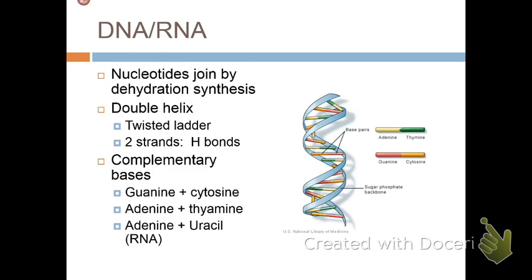Just like with our other organic macromolecules, nucleotides are going to join by the process of dehydration synthesis. So take out water, make something new. Our DNA structure is going to be the double helix that looks like a twisted ladder. Two strands of nucleotides are brought together by hydrogen bonding. The hydrogen bonds are in between the base pairs. Remember, hydrogen bonds are a weak bond.